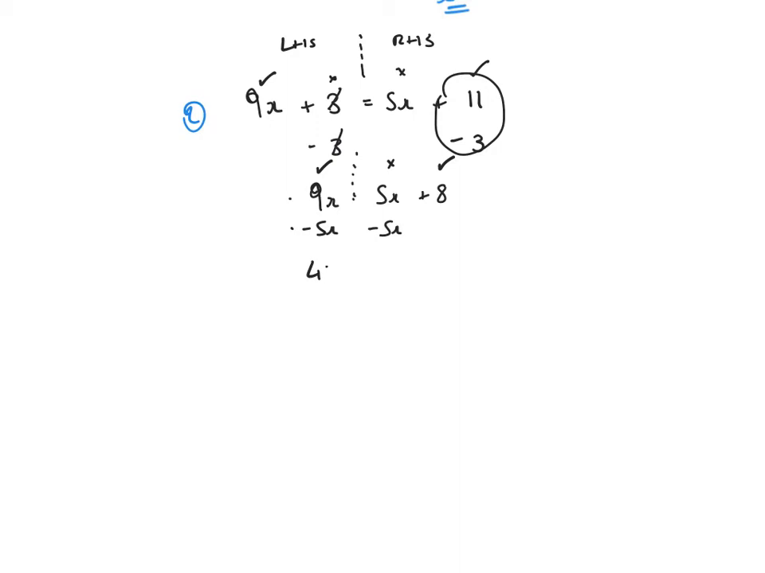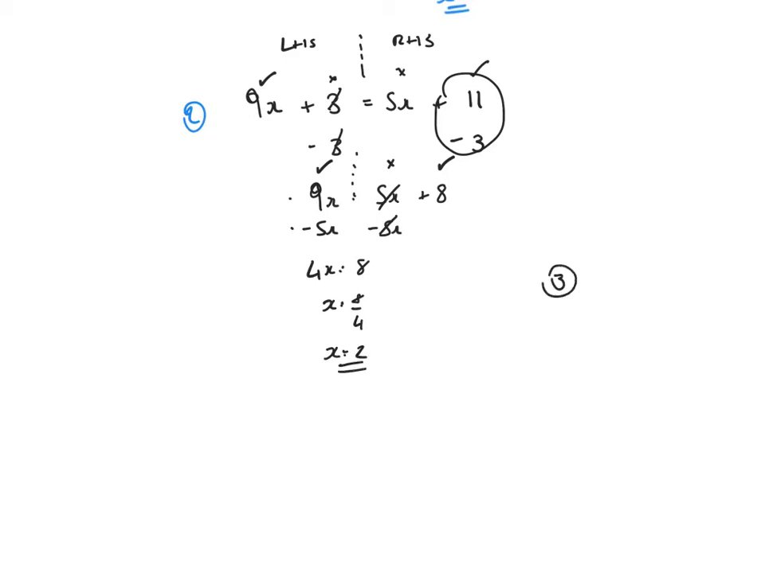9x take away 5x is 4x. They cancel out, leave you with 8. You then bring the 4 down and divide. And that's going to be x equals 8 over 4, and x is equal to 2.